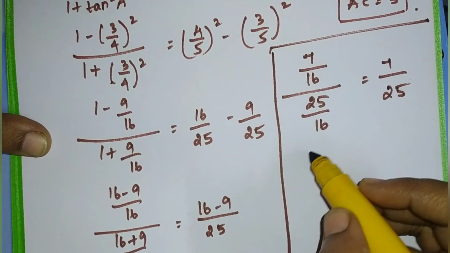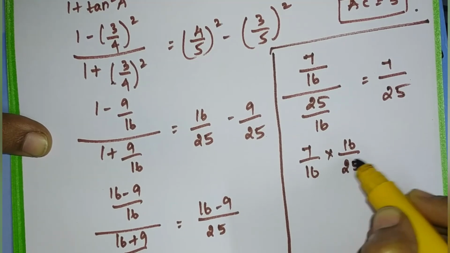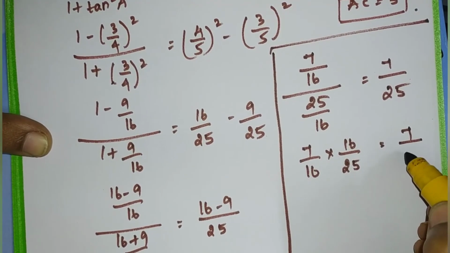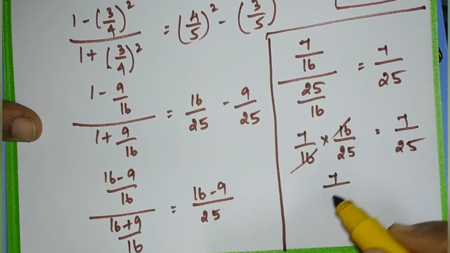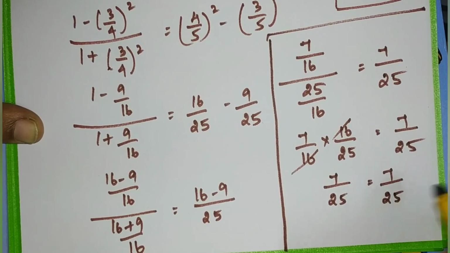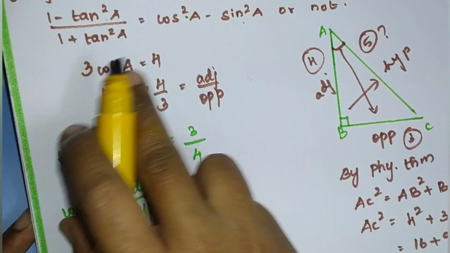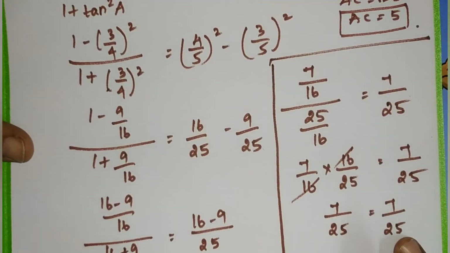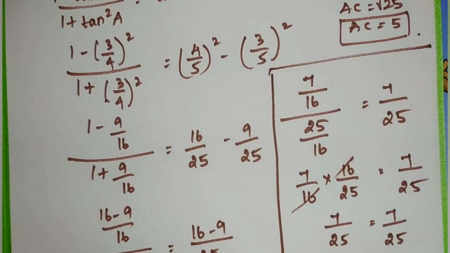Take the reciprocal of this one, 16 by 25. So we can cancel 16 and 16. The remaining is 7 by 25, which is equal to 7 by 25. Clear, all of you? They asked whether it is equal or not. So now we proved it is equal, that 7 by 25 is equal to 7 by 25. Thank you.